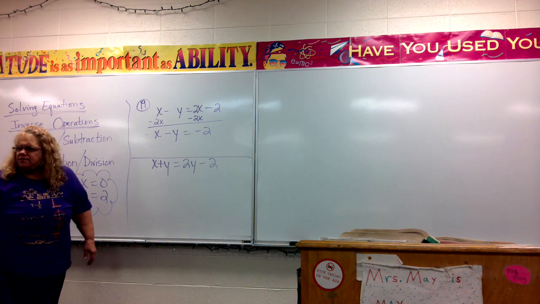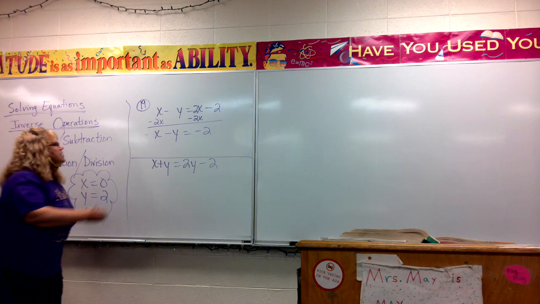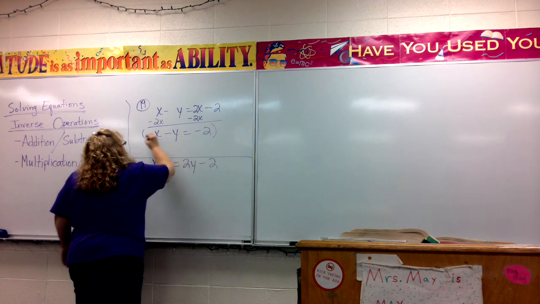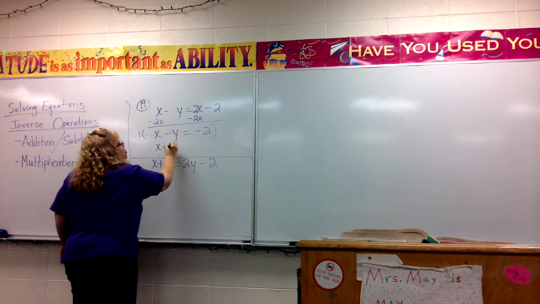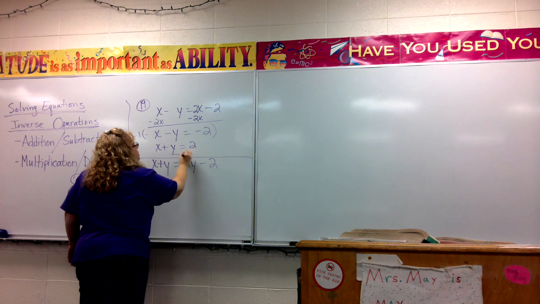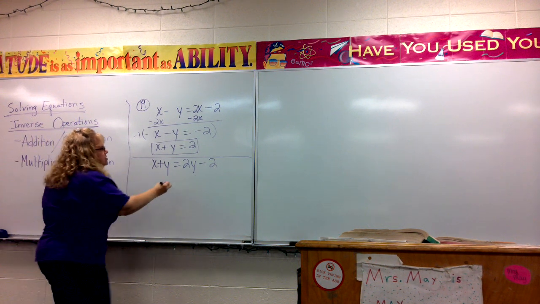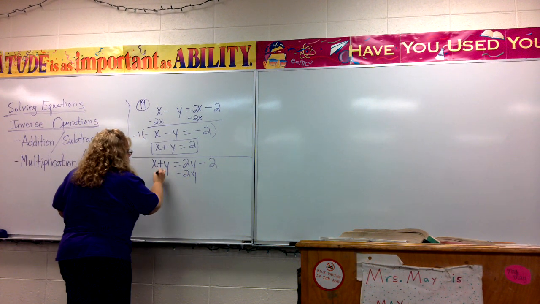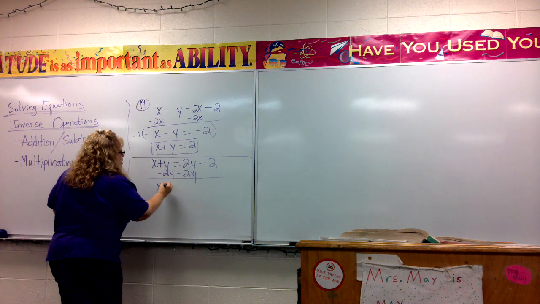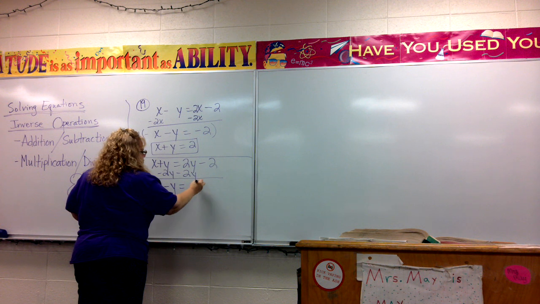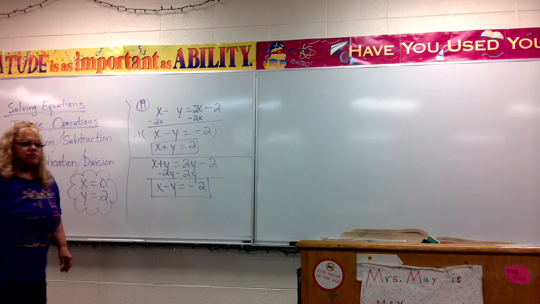I feel like I'm not at my mental best. I don't like all those negatives. You mind if I multiply everything by negative 1? x plus y equals 2. Good? And then this one, same thing. And I get x minus y equals negative 2. So those are my two equations.